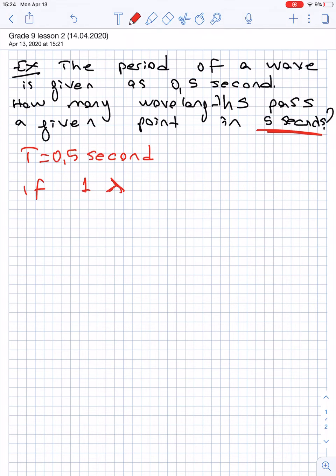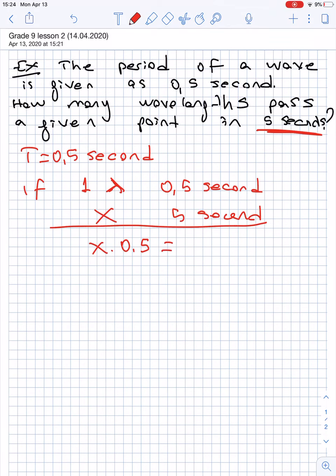If one wavelength is passing in 0.5 second, in 5 seconds how many wavelengths will pass? It is x. My equation: x multiplying 0.5 is equal to 5. After calculating, x is equal to 5 over 0.5, it is 10. In 5 seconds, 10 wavelengths are passing.